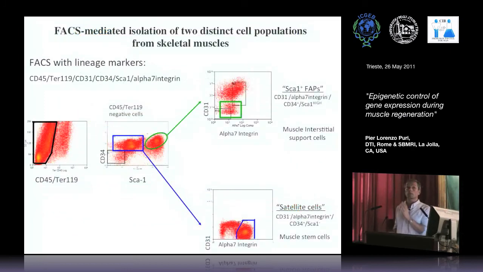When these cells can be easily sorted because they are SCA1 high, SCA1 positive, and then they share with satellite cells CD34 as a surface marker, and they are negative for CD31 and for alpha-7 integrin, which is instead a marker that distinguishes satellite cells.